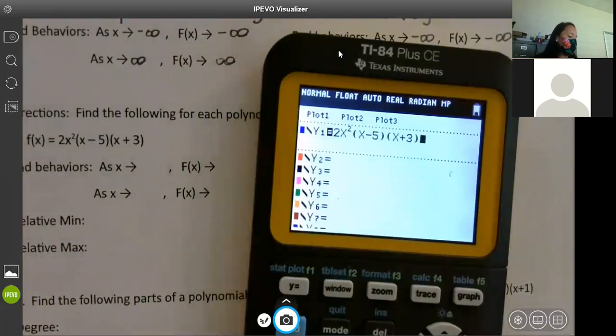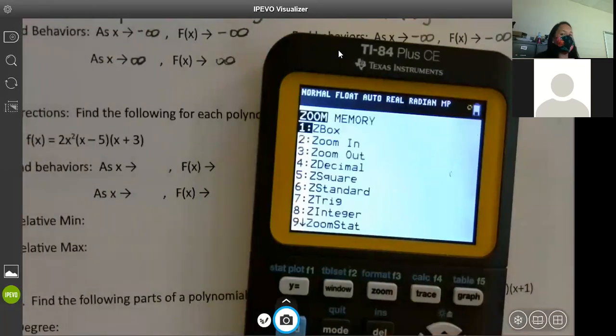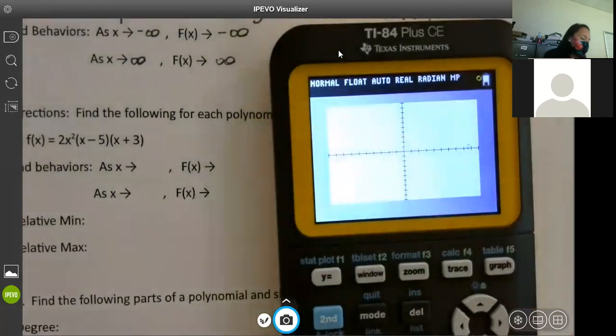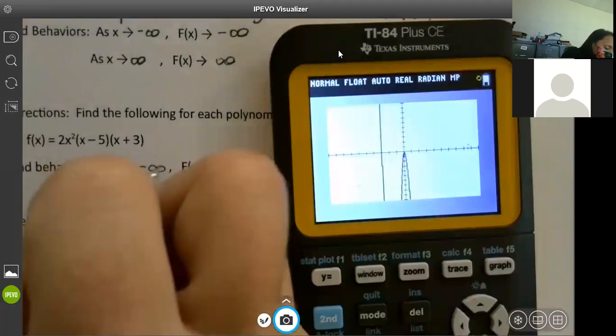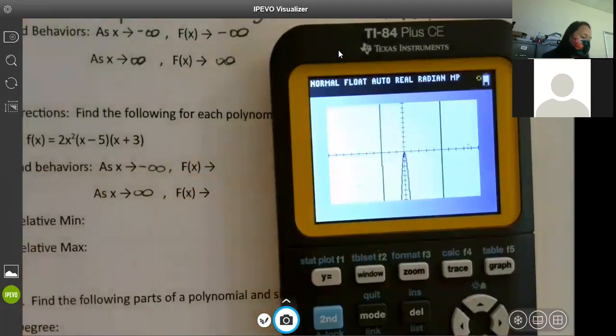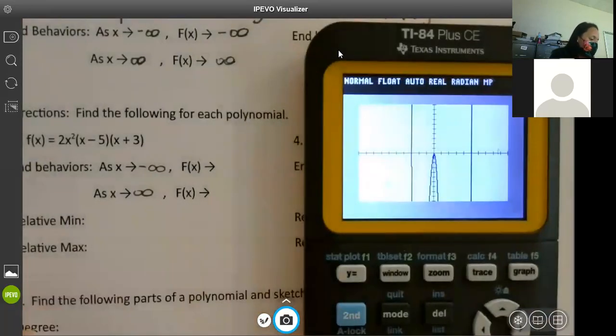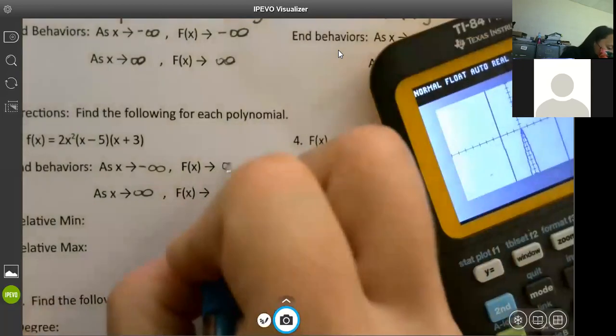All we're looking at is the end. So I'm going to zoom 6 so that we have the same graph. And we're going to look on the left first because we read left to right. What's happening? They're both pointing in the same direction, which is to what? Look at it. Positive infinity.